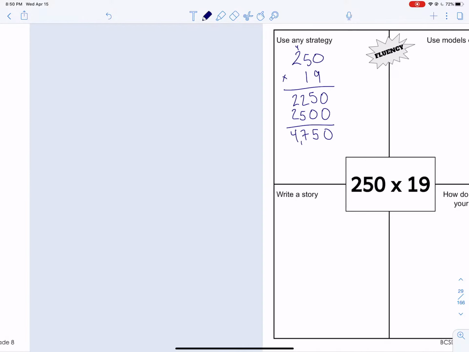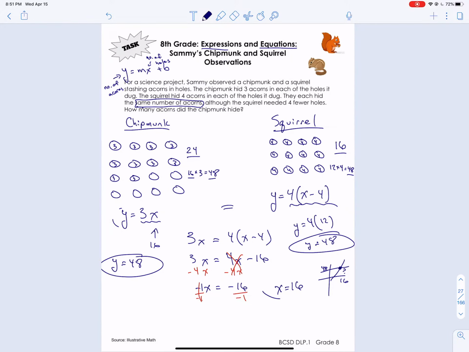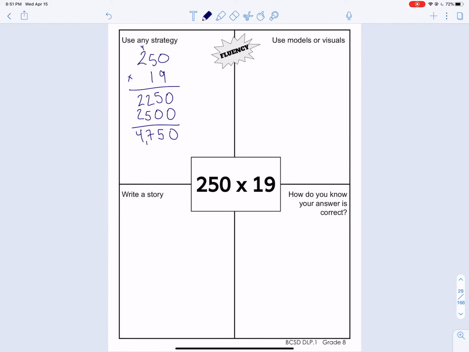All right, use models or visuals. Okay, think about what we did for the task. You can draw it out like that. You can make an array like you did when you first learned multiplication. You can make 19 boxes and put 250 in each of those boxes. That would be a visual. That would show that you have 4,750 of these things.